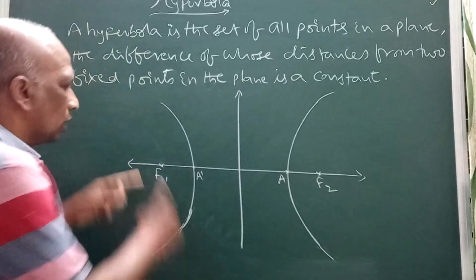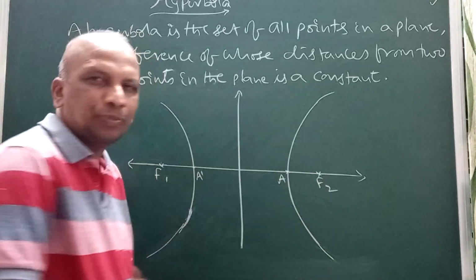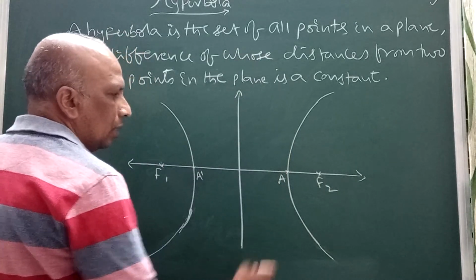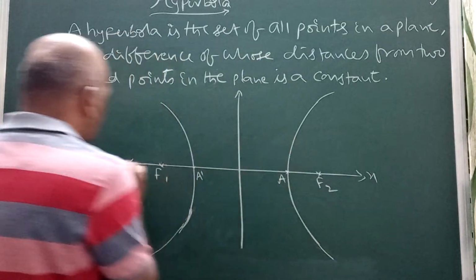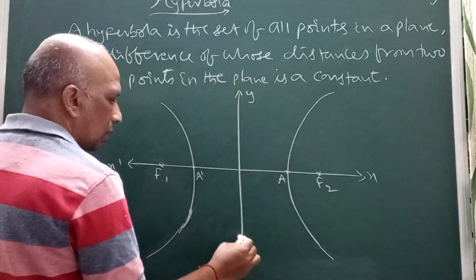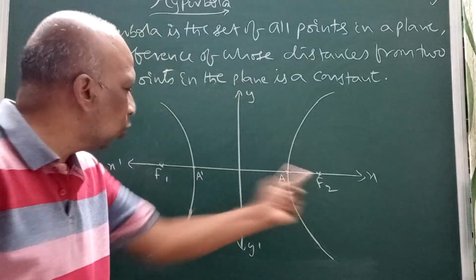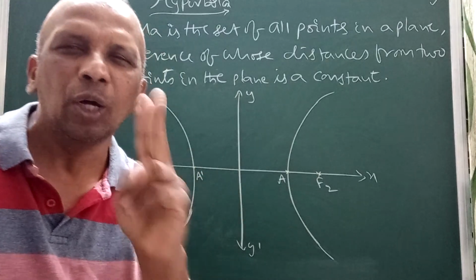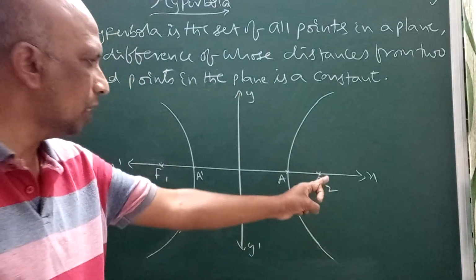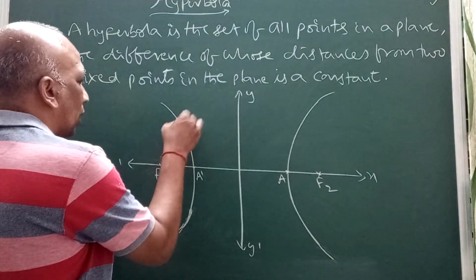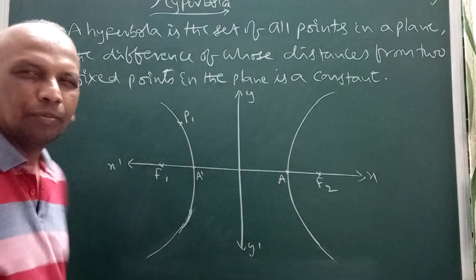Take two fixed points, F1, F2. I have taken this as the x-axis and this as the y-axis, and this one is y dash. These are the two fixed points I have taken, F1 and F2. You take one point, suppose let it be P1.